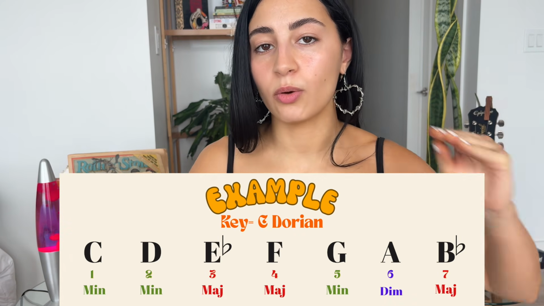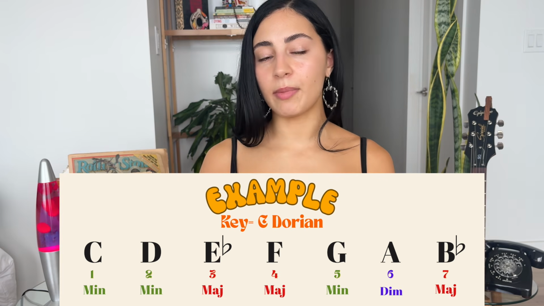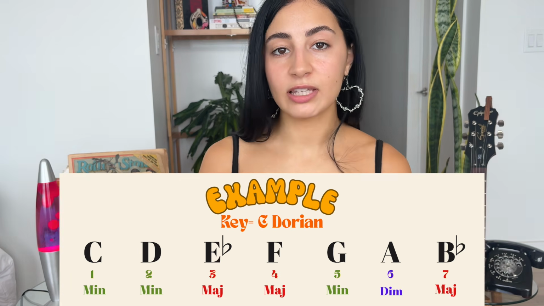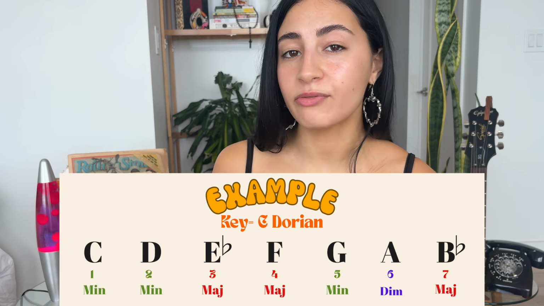So together, let's go over the set of diatonic chords in the Dorian mode, which is the second mode of the major scale. And we will see by the end of this why it's considered the second mode of the major scale. So let's do this in C Dorian. The 1 chord built off of the C note is going to be C minor, the 2 is going to be D minor, the 3 is going to be E flat major, the 4 is going to be F major, the 5 is going to be G minor, the 6 is going to be A diminished, and the 7 is going to be B flat major.